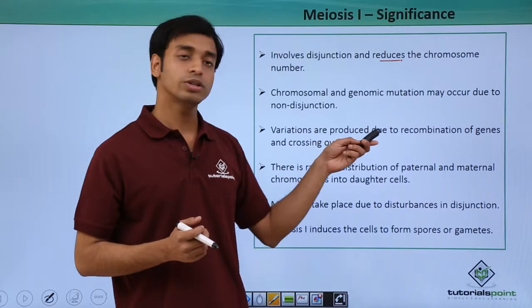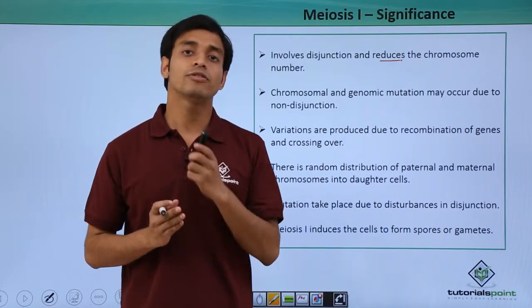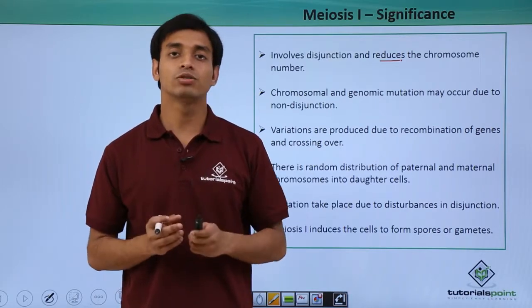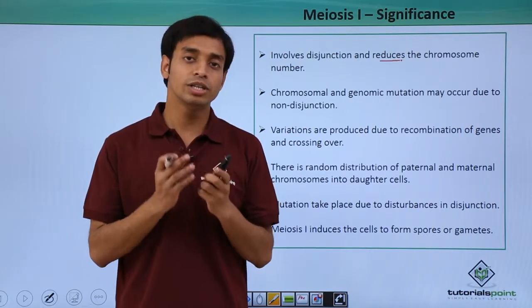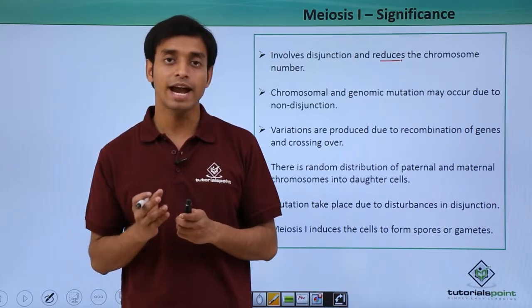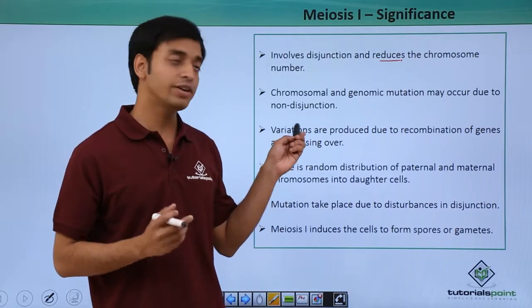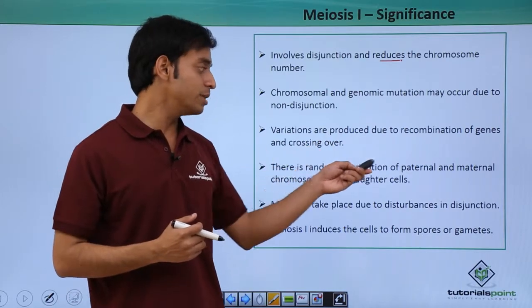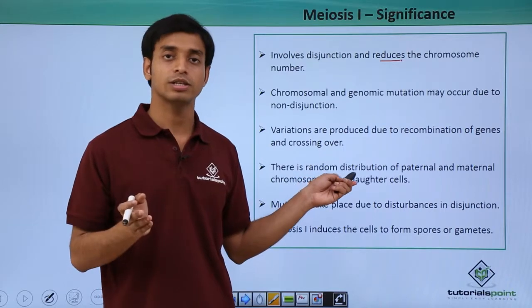Variations are produced due to the recombination of the genes, as we have already discussed, that in the pachytene stage, the crossing over phase results in genetic recombination, and due to this, the genes recombine with each other and new types of variation characters are formed. So this results in variations in similar types of characteristics. There is a random distribution of the paternal and the maternal chromosomes into the daughter cells.